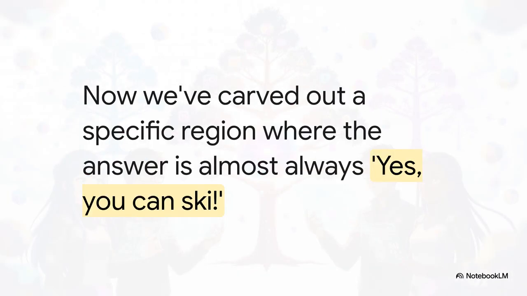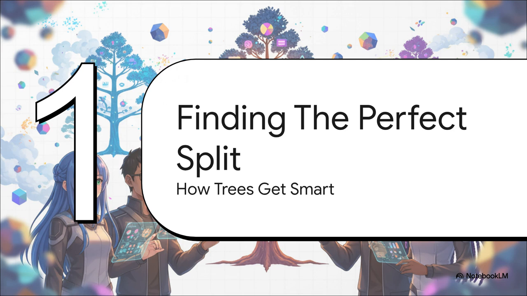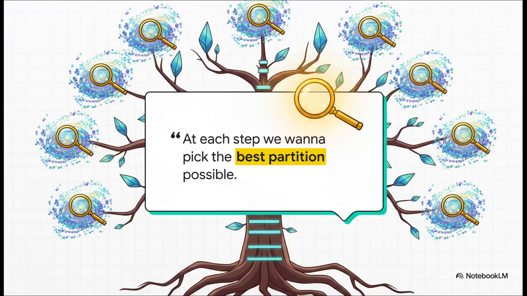And with that second question, we've basically carved out this little box on our map that represents the early winter months up north. And inside that box, the data is now really pure. It's almost all yes, you can ski. So you see, just by asking a series of really simple questions, the tree starts to isolate the different outcomes. This all seems pretty straightforward, but it brings up a huge question, right? How in the world does the tree know which questions to ask? I mean, out of all the thousands of possible questions, how does it pick the one that's going to simplify the problem the most?